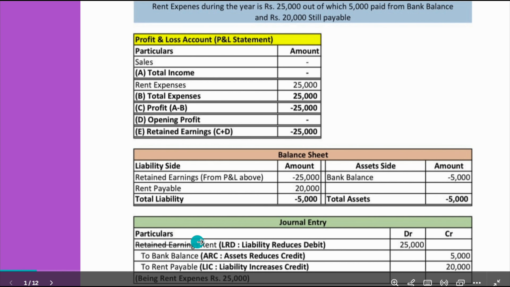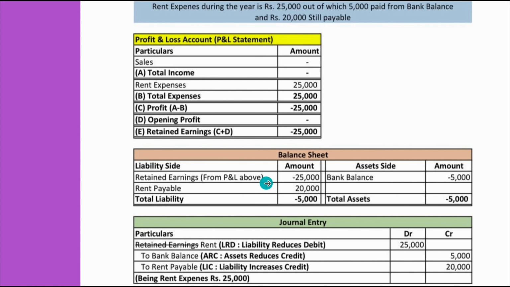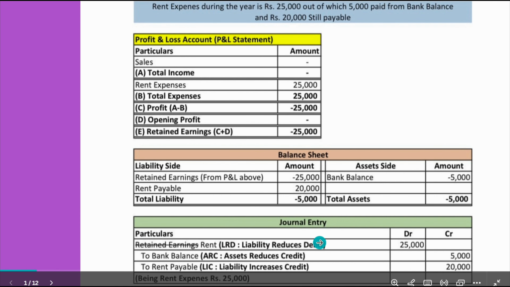Journal entry: rent account will be debited based on the rule of liability reduces debit, 25,000. So here retained earning, that is balance sheet liability side, is reducing by rupees 25,000. So the rule is LRD, that is liability reduces debit, and hence retained earnings account will be debited. However, whenever retained earning is appearing in the balance sheet journal entry, you do not directly write the word retained earning. Rather, you write the transaction which is affecting this retained earning. There is rent in this case, and hence rent account will be debited by rupees 25,000.